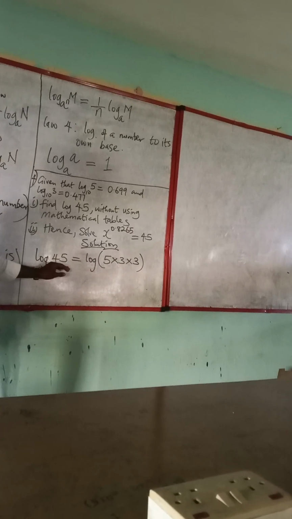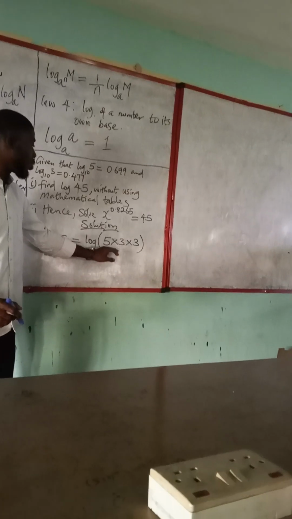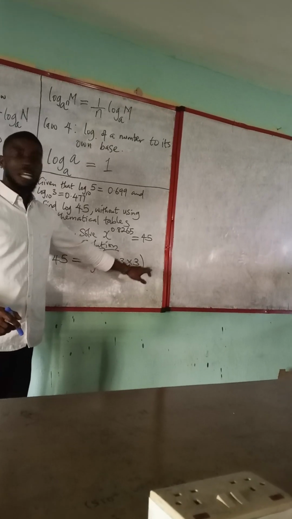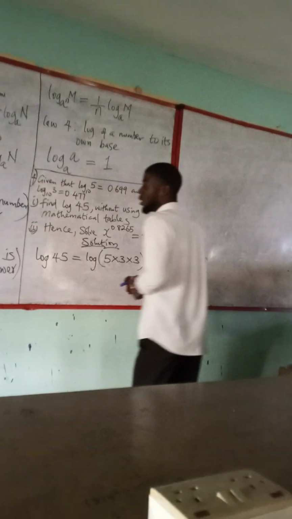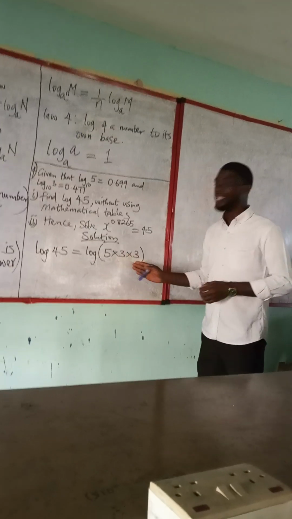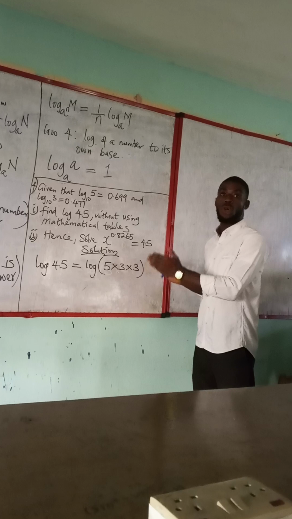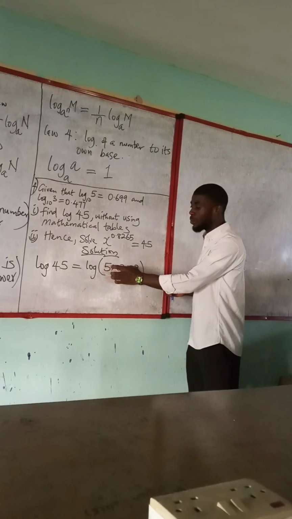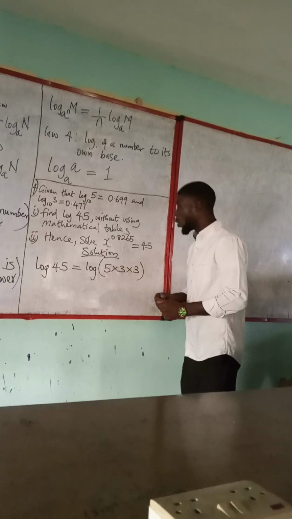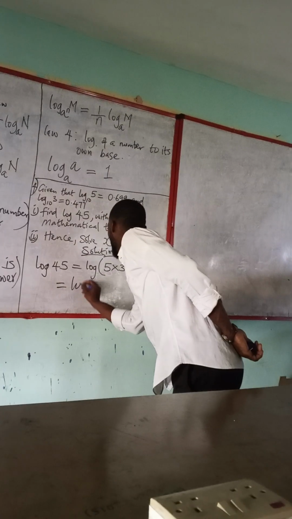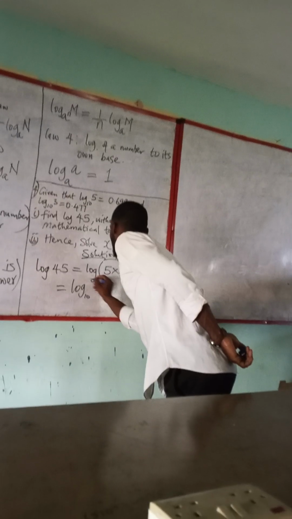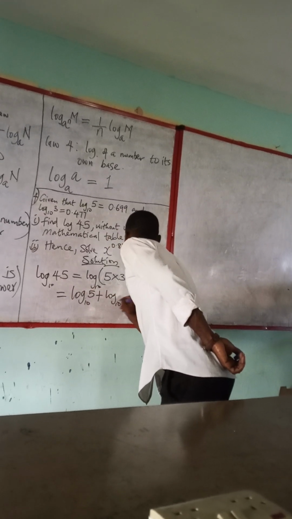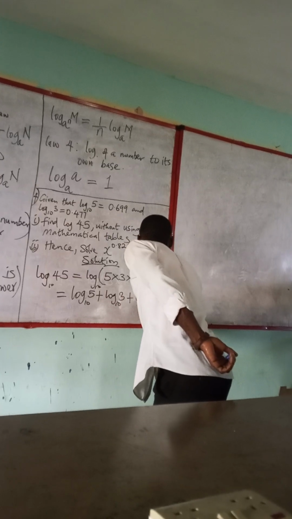So what do you mean that I've not changed what we are supposed to solve? We are supposed to solve log 45. But we are now writing this as 5 times 3 times 3. If you remember from the laws of logarithm, when we have numbers multiplied together, we can apply the law that says this is going to be the sum of the logarithm of the individual numbers. So I can now write this as log base 10 of 5 plus log base 10 of 3 plus log base 10 of 3.